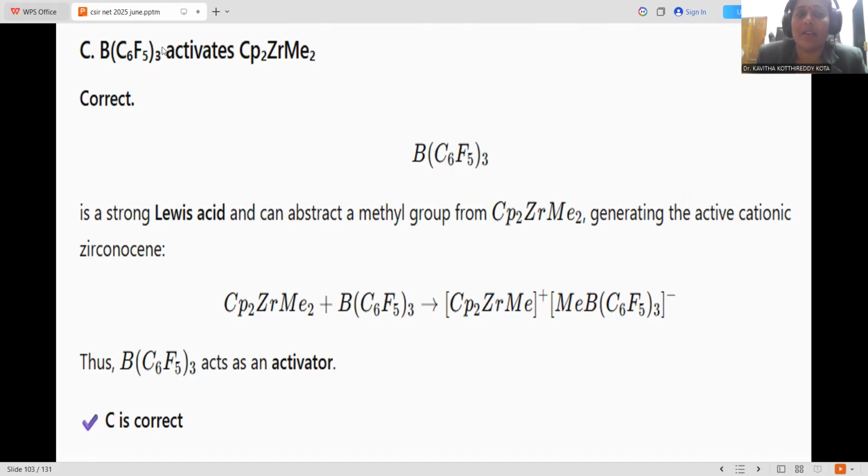Again, same as the earlier aluminum complex, even aluminum is also a kind of Lewis acid, right? So here also the methyl group is taken by this borane.